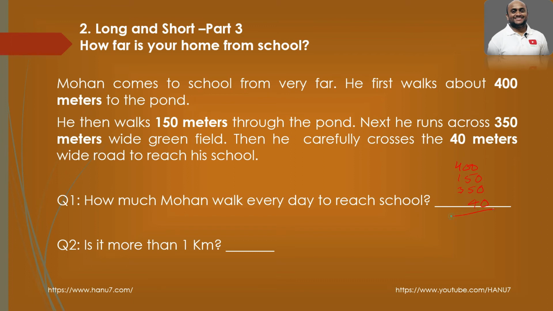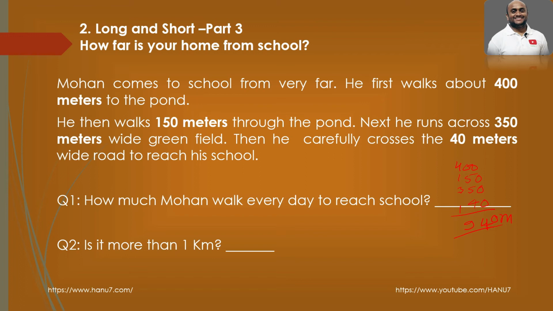So how much does Mohan walk every day to reach the school? If you add all these things, here it is 4, and oh sorry, there is no carry. Yeah, there is a carry. Then 4 plus 1, 5, 8 and 9. So 940. 940 is the answer. 940 is what? In meters. All are in meters, right? 400 meters, 150 meters, 350 meters and 40 meters. So totally it is 940 meters.